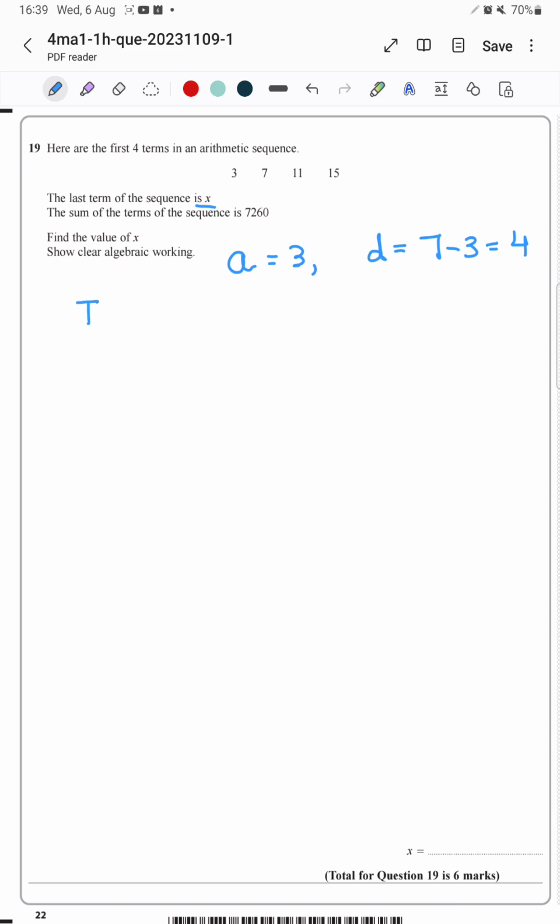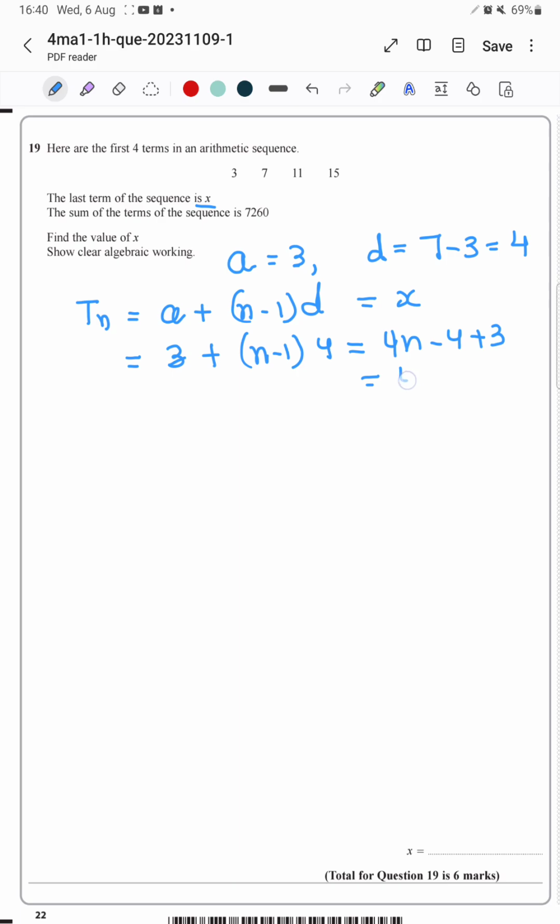So if it is the nth term, we can write the nth term as a plus n minus 1 times d. That is the nth term, and we assume that this is x, the last term. So here a is 3, plus n minus 1 times d, and d is given as 4. So we can say this is 4n minus 4 plus 3. That gives me 4n minus 1. So this is my x actually, as I am considering the nth term.